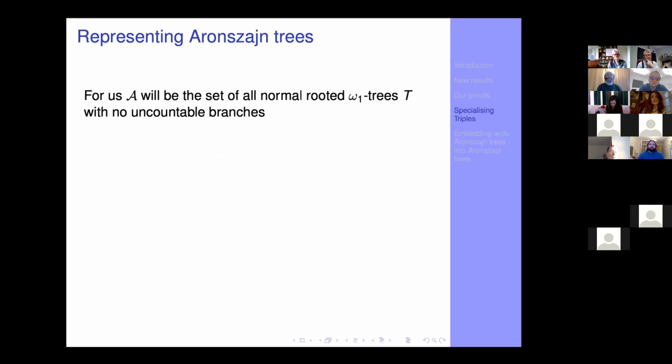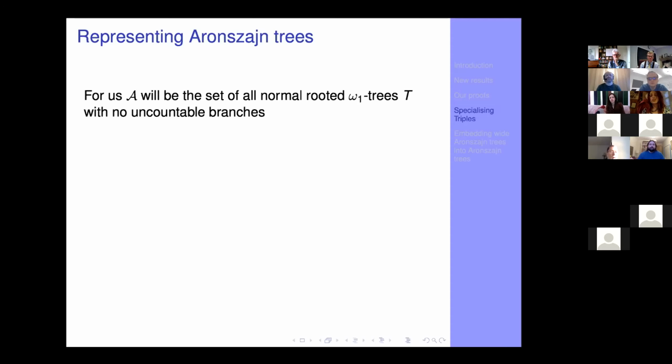So we will represent our A in the usual way by taking as representatives of the class A the set of all normal rooted omega-1 trees, which have no uncountable branches. Normal just means that, well, there is a root. This is rooted. Normal means that if you have a point of limit height, then it determines the branch. So you cannot have 2 points on a limit height which have the branch below them which is the same. Usually there are some other properties that one can throw into the definition of normal, but for us only these two are important.